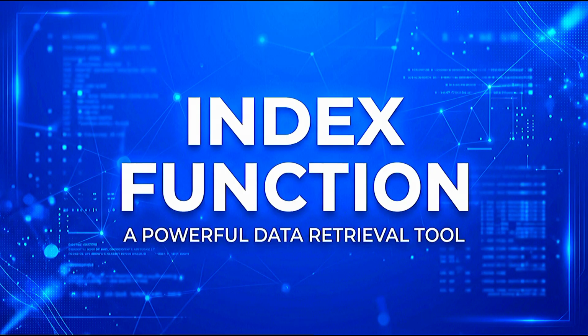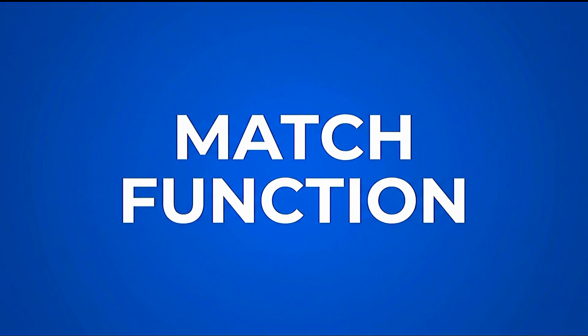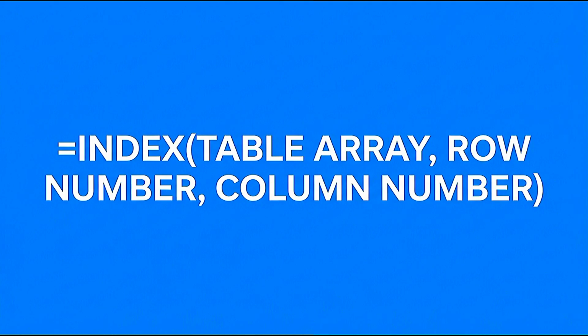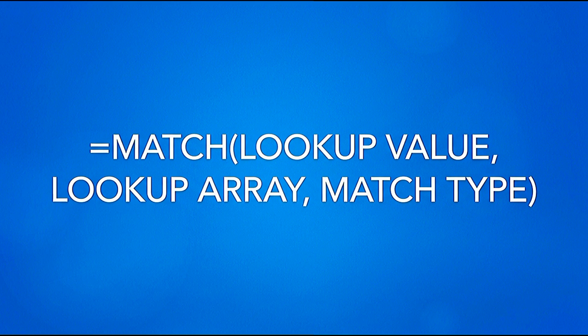Finally, we're going to look at the index and the match function. If you can recall, to use the index function, we say equals index, and then we put the table array, the row number, and the column number. But when it comes to using the match function, we say equals match, and then we use the lookup value. We highlight the lookup array, and then we specify the match type.